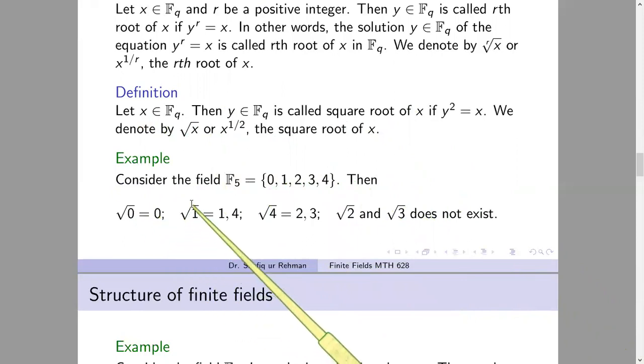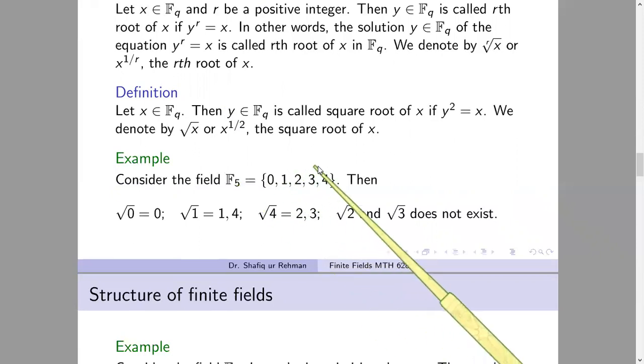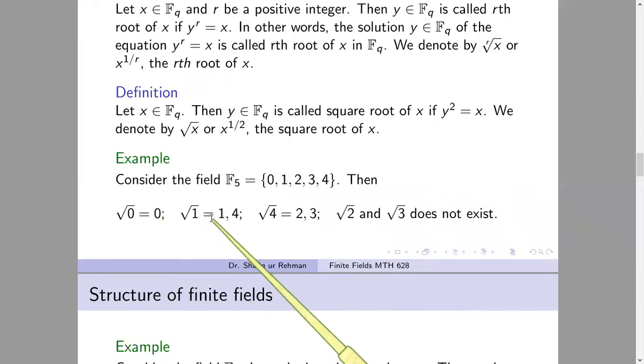So now we find the square root of 1. Square root of 1 means those elements whose square is 1. If we take the square of elements, we see that 1 square is 1 and 4 square is also 1, because 4 square is 16 and in mod 5, 16 is 1. So we have two elements whose square is 1. So there are two values for the square root of 1.